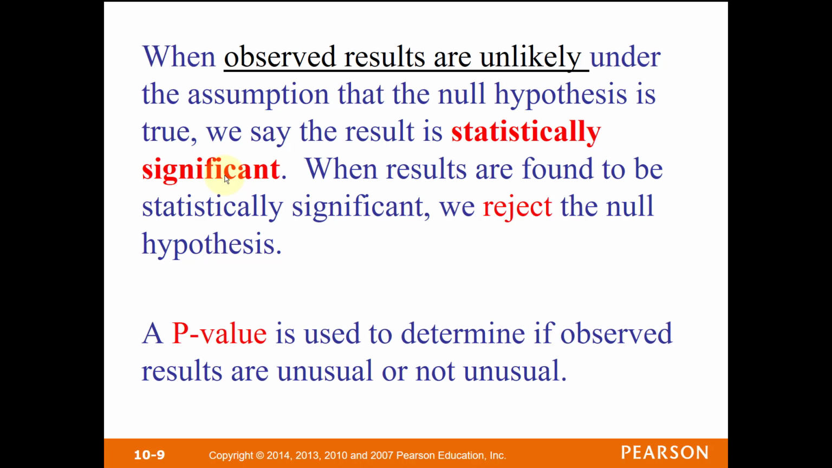A p-value, which we're going to introduce in detail in a moment, is what's used to determine if your observed results are unusual or usual. We're going to set up a distribution based on the assumption that the null hypothesis is true, and if we get some weird sample results back, we're going to reject the null hypothesis because our results were unusual, and we don't think that the population proportion is what it was previously.